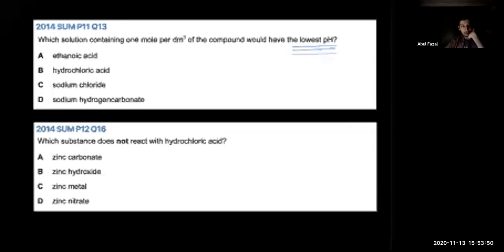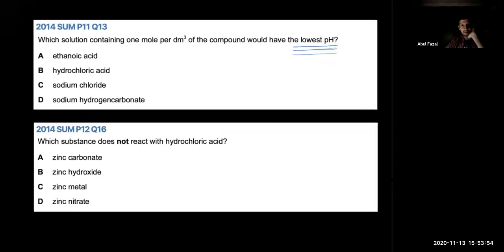ठीक है, where is my Zoom वाला भैया? Alright guys, ठीक है, now ethanoic acid, कुछ ज़्यादा thought नहीं है इसमें. Okay.